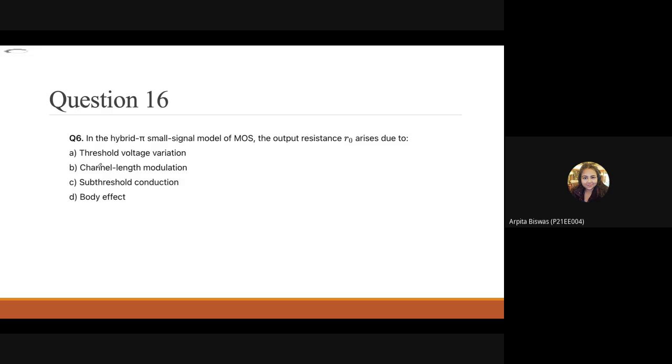This is the question number 16. In the hybrid pi small signal model of MOS, the output resistance R0 arises due to threshold voltage variation, channel length modulation, subthreshold conduction, or body effect. Channel length modulation. Yes, channel length modulation.